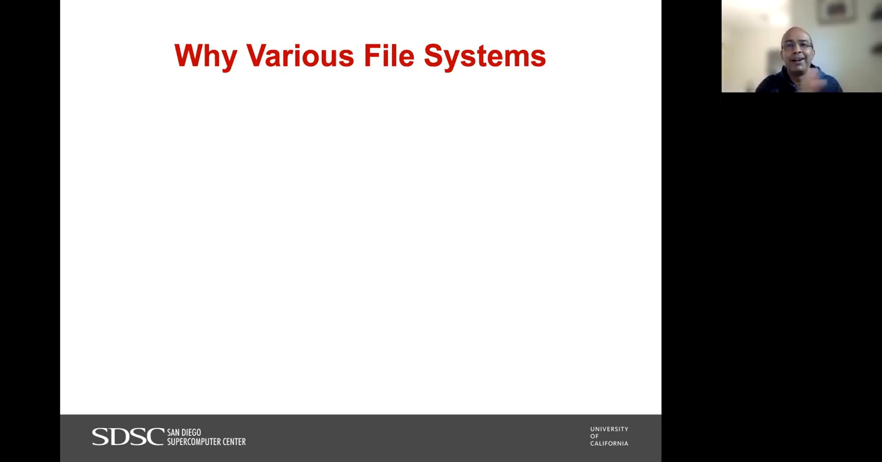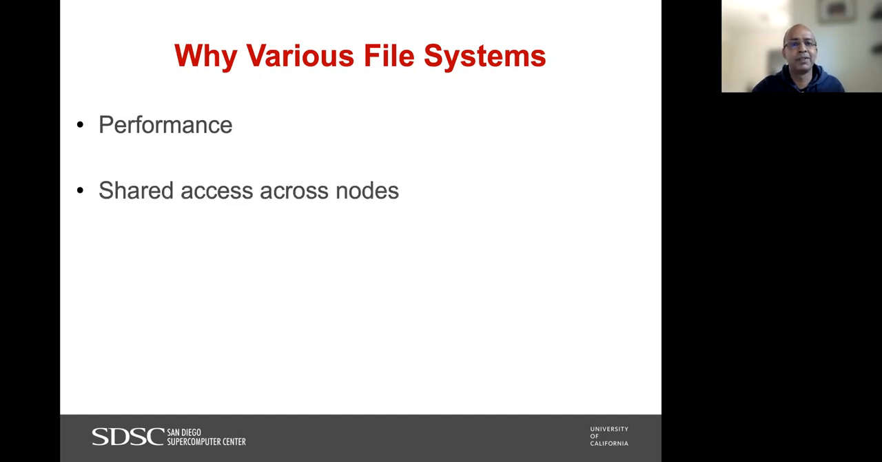So why do you need different file systems? First one is performance. You would want your application to run fast, hence you need to pick a file system that performs well. Say you want to scale your application across nodes, and you would want to write into some location which can be used across nodes. So you need some kind of shared access across nodes. Hence, you have the parallel file system. And backup and long term.